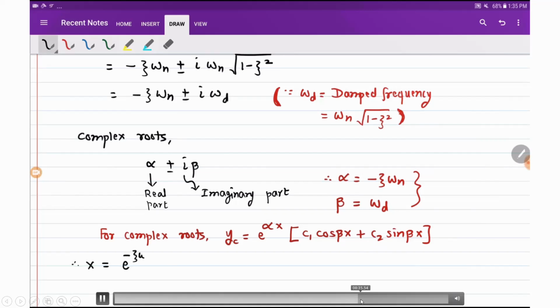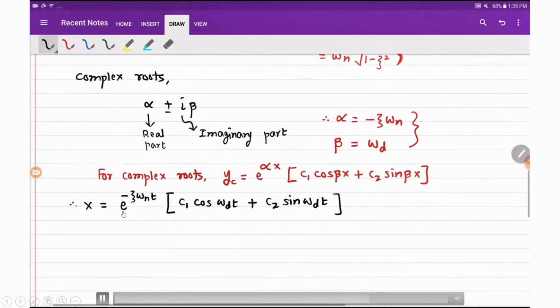So replace this by our variables. In place of alpha, we have minus zeta omega n. In place of x, it is t. C1 cos beta, where beta is omega d, and x is replaced by t. Here also beta is omega d, and the variable x is replaced by t. So this is the value of the complementary function. In place of y, our variable is x.